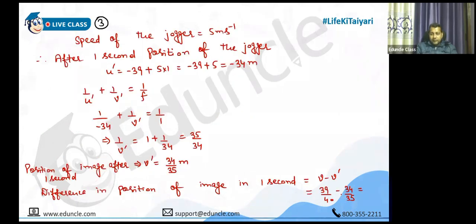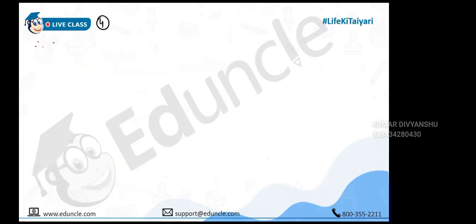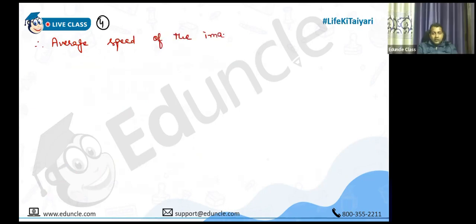Please solve this. Are you getting 1 by 280 meter? And because this is the difference per second, this will be the speed of the jogger. Yes, sir. And similarly, you can solve for other cases. So tell me the answer quickly.